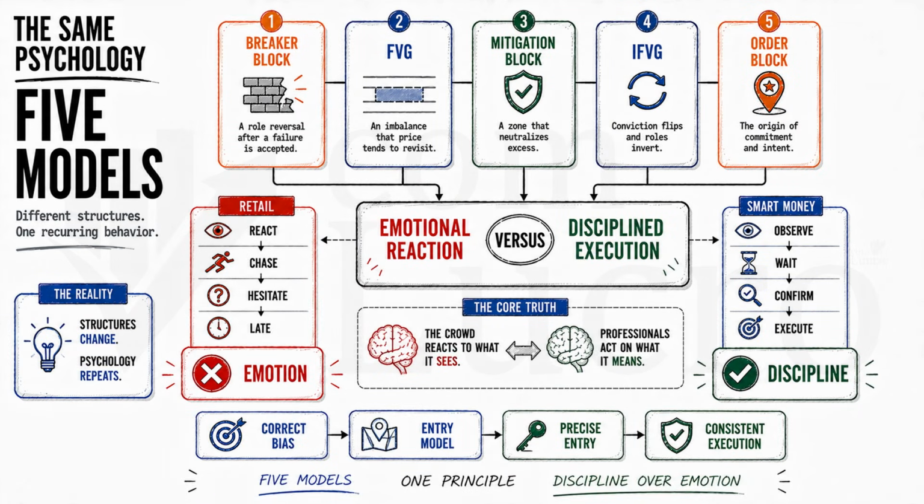Notice the thread running through all five. Every one of these models marks the same thing: a price where the crowd is reacting on emotion and smart money is acting on the opposite read. You are not memorizing 5 random setups. You are learning to recognize that split and stand on the disciplined side of it, again and again. Master that, and a correct bias finally turns into precise, well-timed entries.